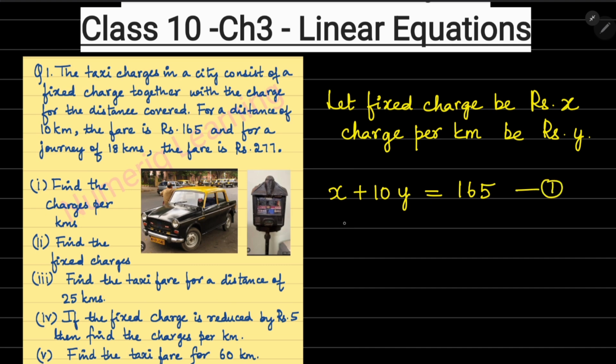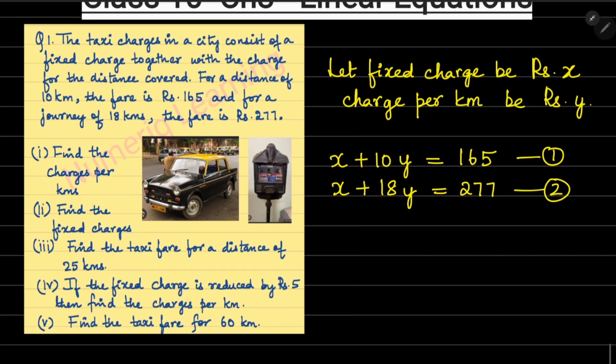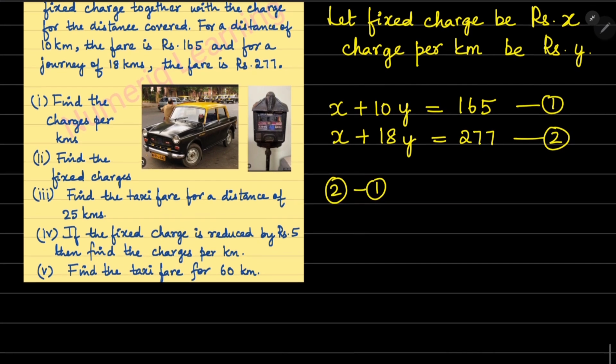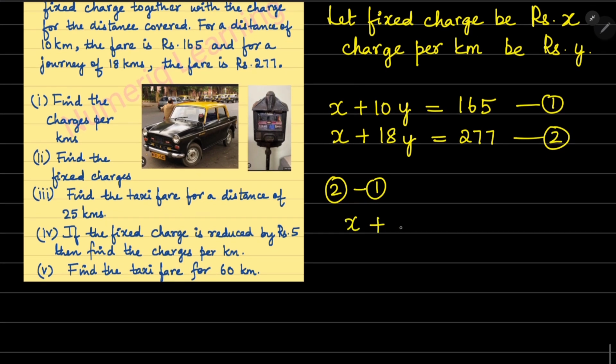And for a journey of 18 kilometers, that is X, the fixed charge, plus 18 kilometers into the charges per kilometer, is equal to 277. Let this be equation 2. Now, let us solve equations 1 and 2. You can do equation 2 minus equation 1. So, what do you get? X plus 18Y equal to 277. X plus 10Y equal to 165.